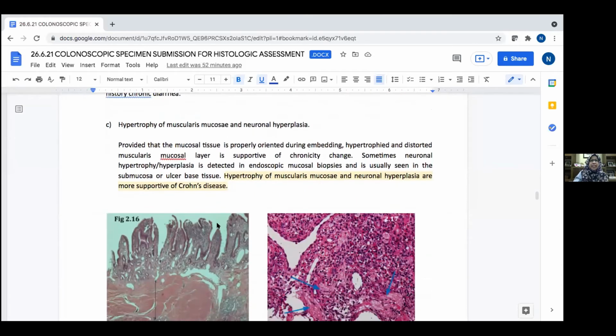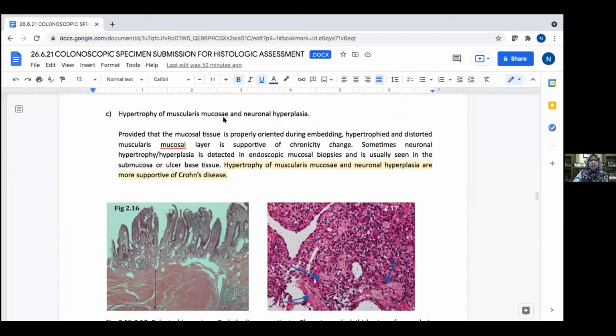Now, next is features of chronicity. Again, hypertrophy of muscularis mucosae and neuronal hyperplasia are something you may not be really looking for, but if present, it's worth mentioning to support your findings. Provided that the mucosa is well oriented, a thick, splayed and abnormal-looking muscularis mucosae can be taken as a feature of chronicity. You can see here the mucosa is well oriented in figure 2.16, with very thick, splayed and abnormal-looking muscularis mucosae.